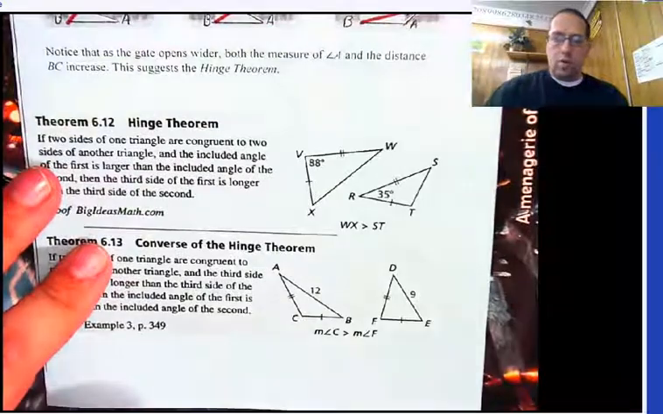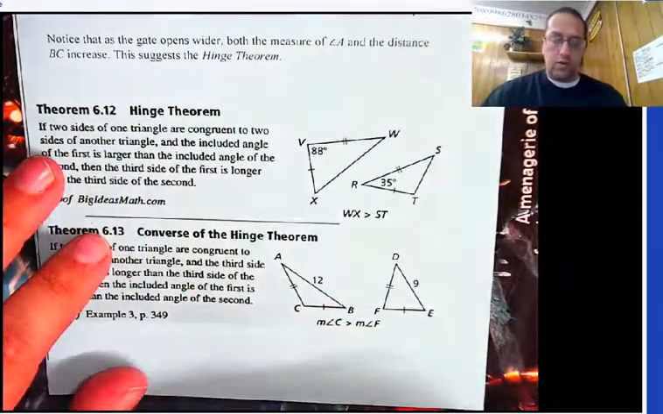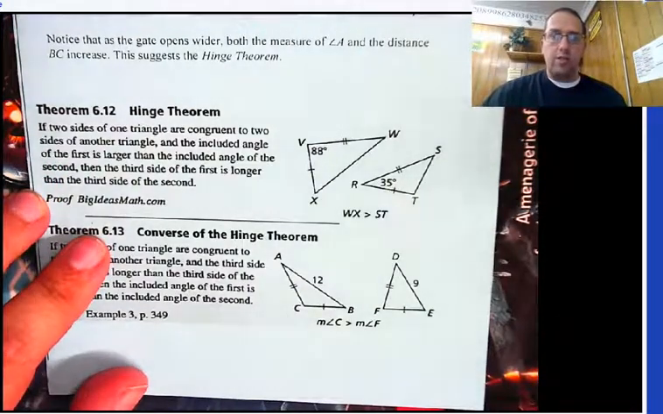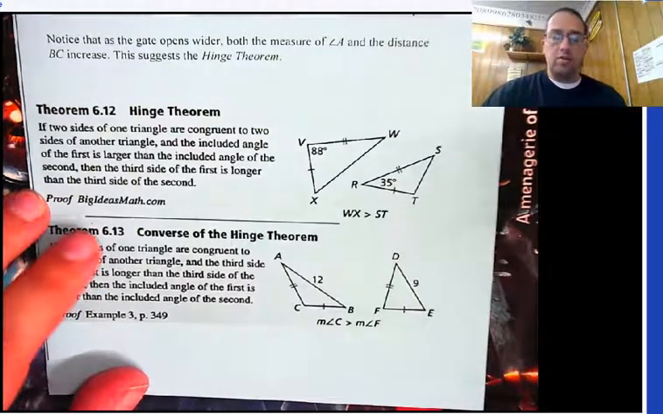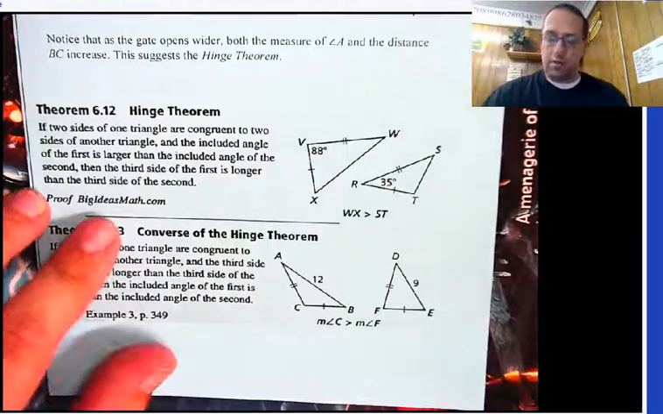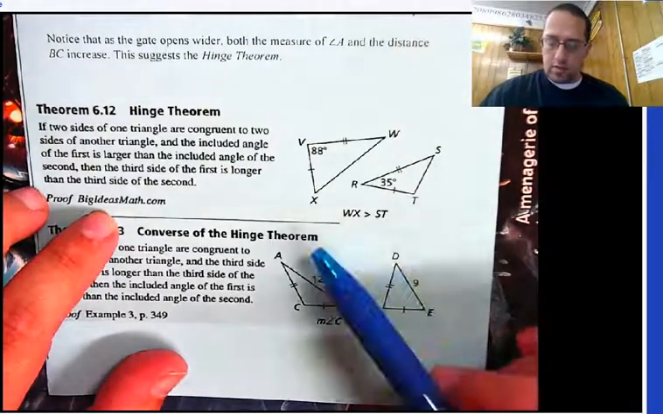What the Hinge Theorem says: if two sides of one triangle are congruent to two sides of another triangle, and the included angle of the first triangle is larger than the included angle of the second, then the third side of the first is longer than the third side of the second. That was lovely, right? Let's go over this and break this down so we can digest it and see what it's saying.